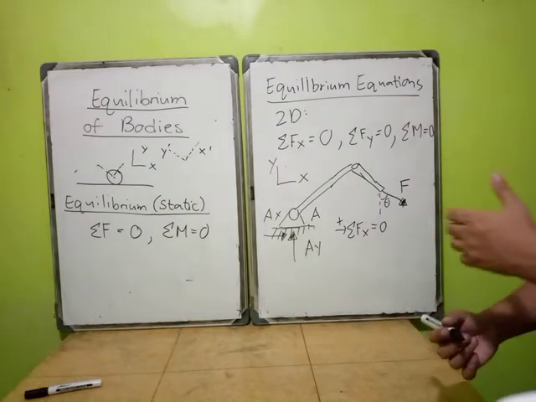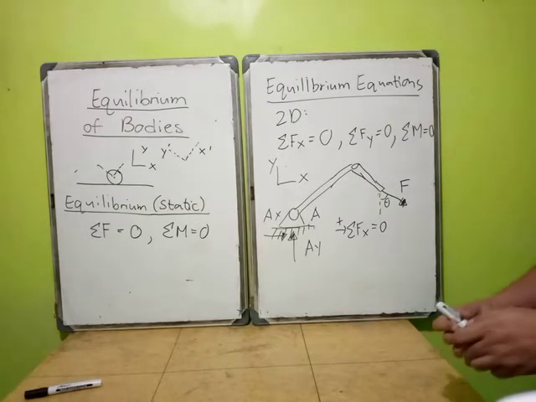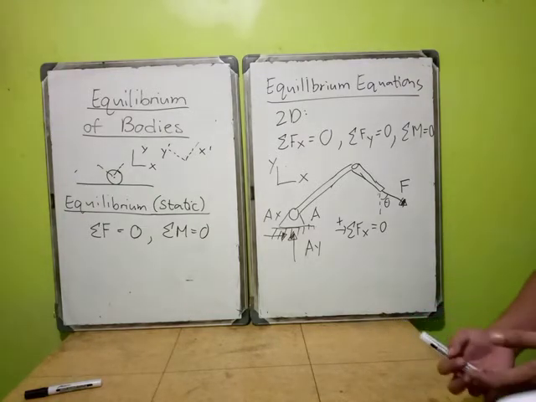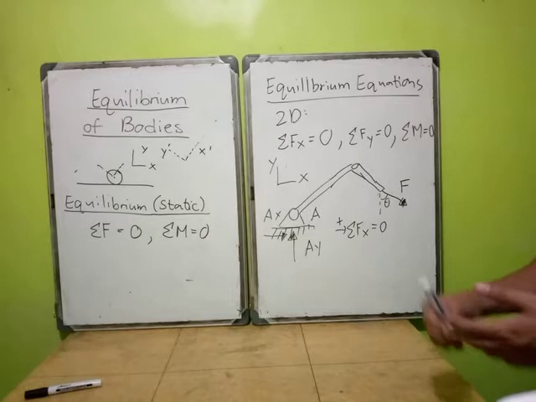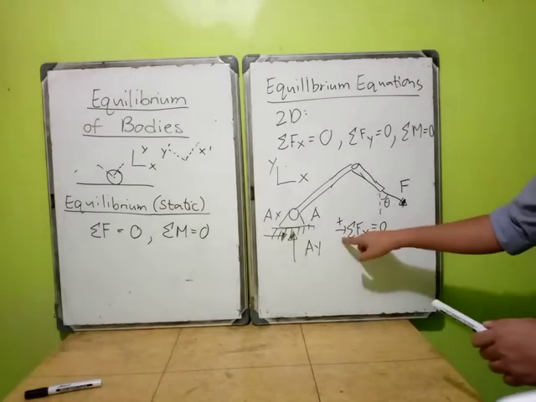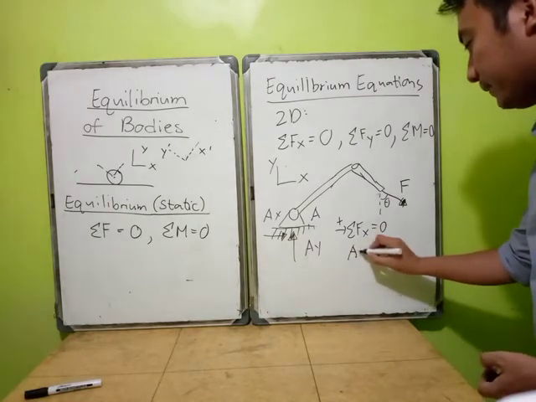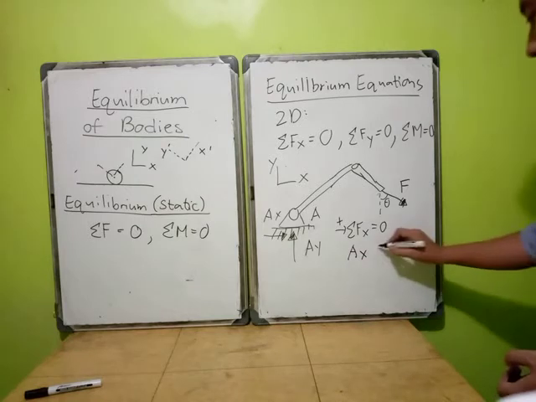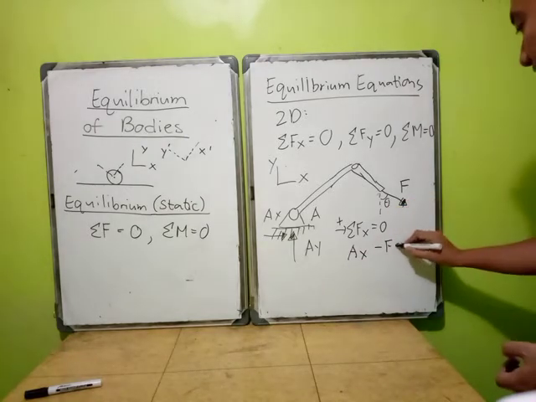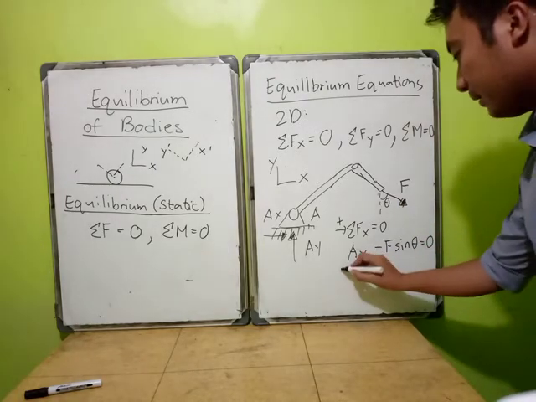That is my personal preference. Para hindi nakakalito kasi alam ko nasanay tayo. Most of us nasanay tayo about sa Cartesian coordinate plane kung nasaan yung positive at nasaan yung negative. Kaya ganito yung direction ko. So, therefore, you can have an equilibrium equation, AX minus F, kasi nandito yung theta. So, F sine theta is equal to 0.